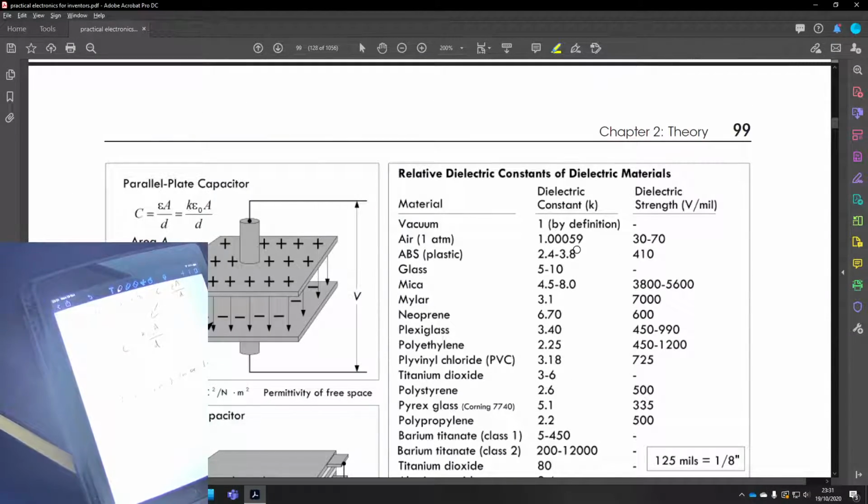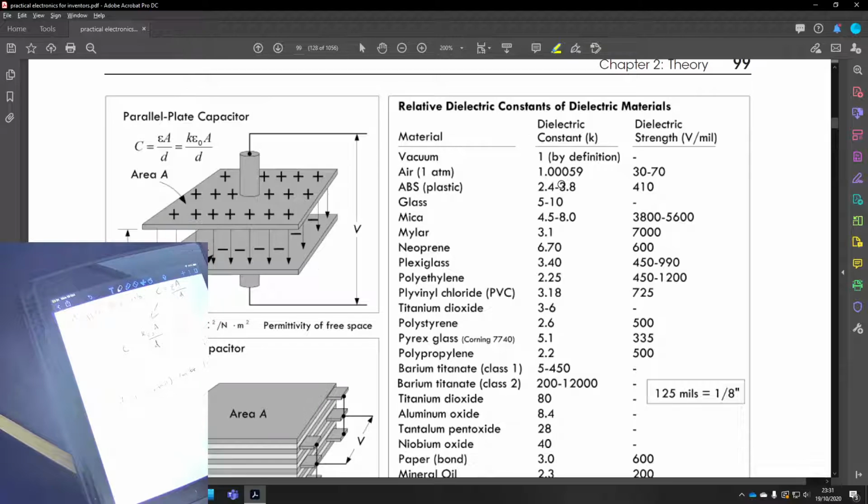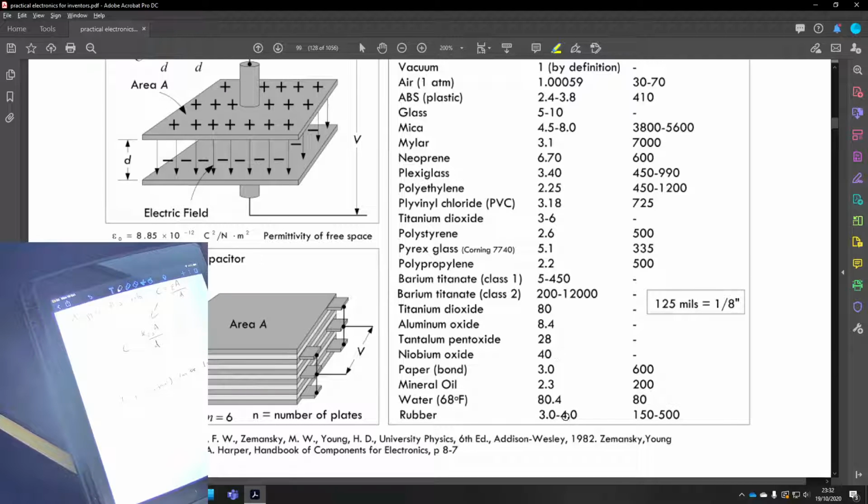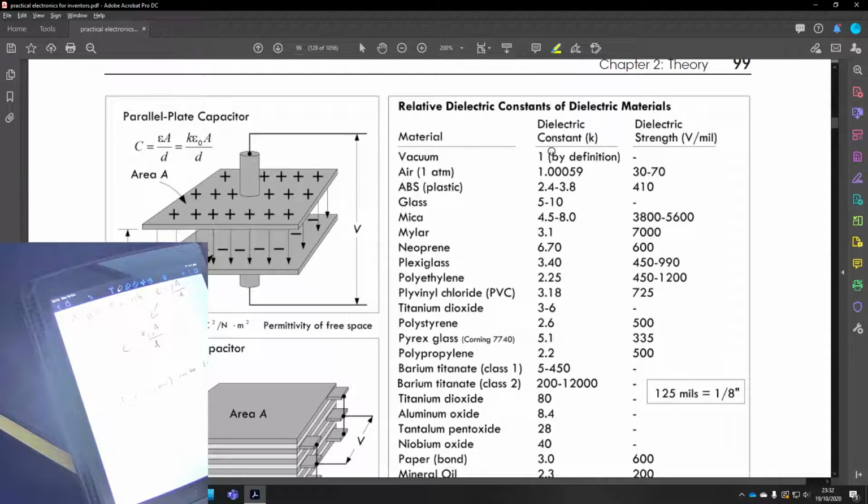2.6, which is here. So you got a vacuum, which is 1, air, 1 at the moment, ABS plastic, 3.8. So look, water is 80, and that's got a lower score than 1, like infinite, and air 30 to 70. What 2.4 to 3.8 has 410. I don't get the strength thing.